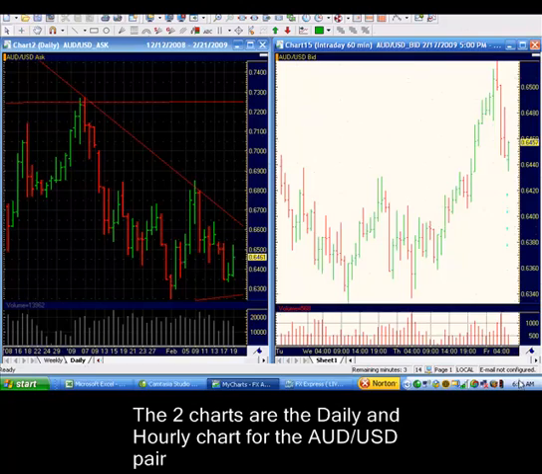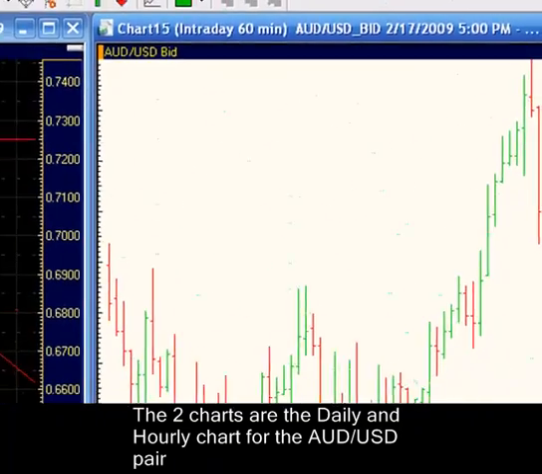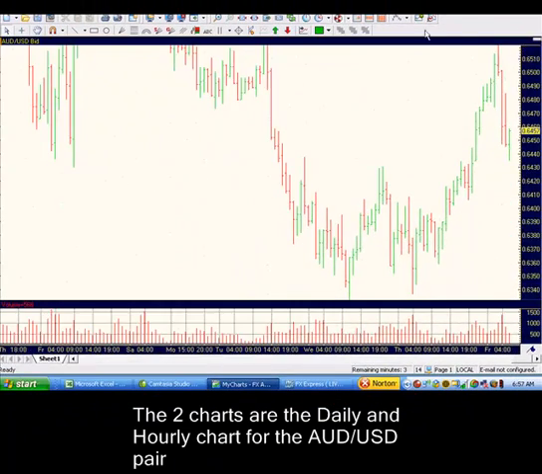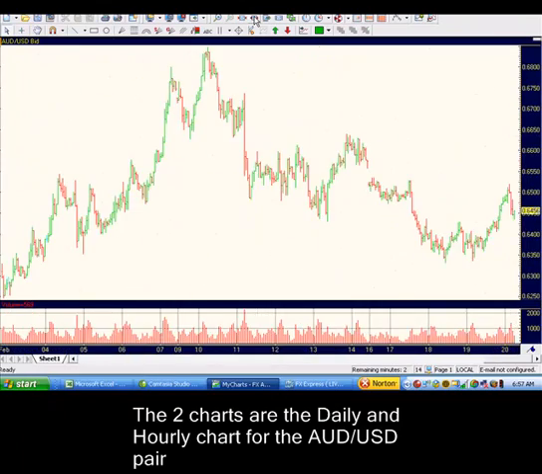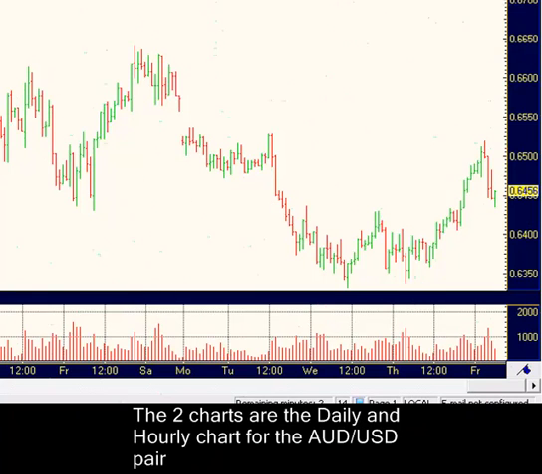Okay, first of all, what I want to do is set up some parameters here. Now I'm trading the Aussie dollar, and as you can see, this is a 60-minute chart, and we've got a daily chart here. I'm going to have a look at the 60-minute chart. Let me widen that up. I'm going to set up a couple of support and resistance lines.